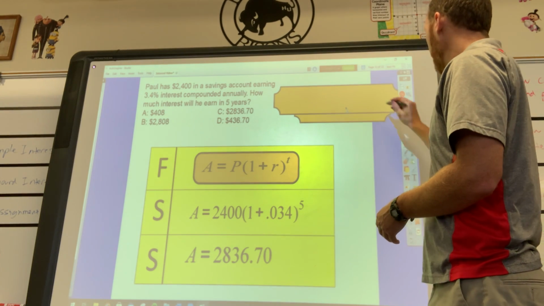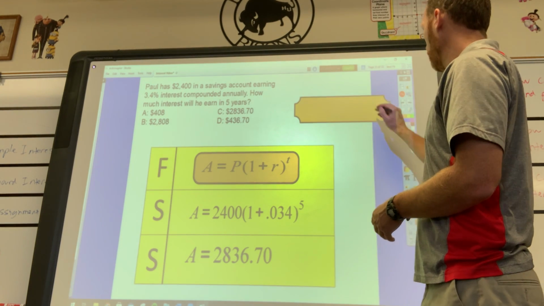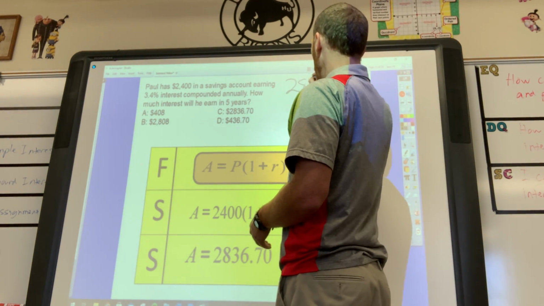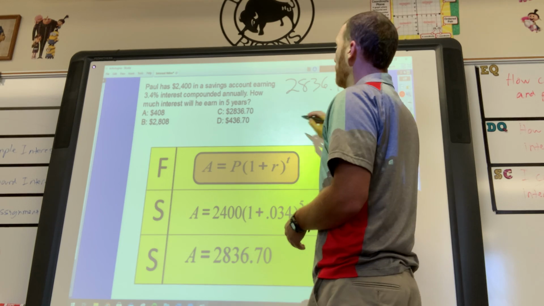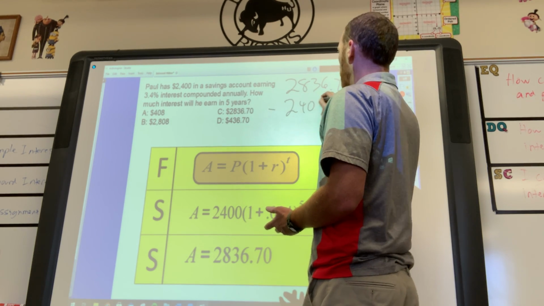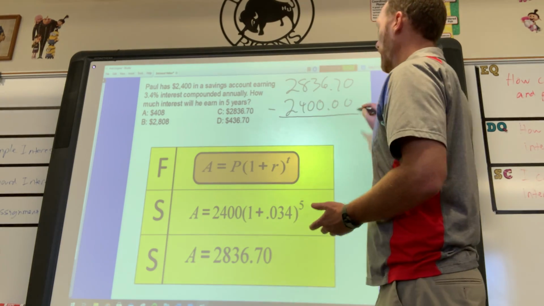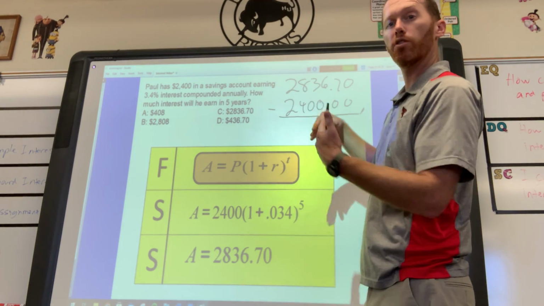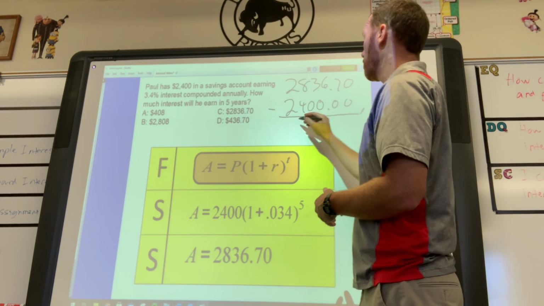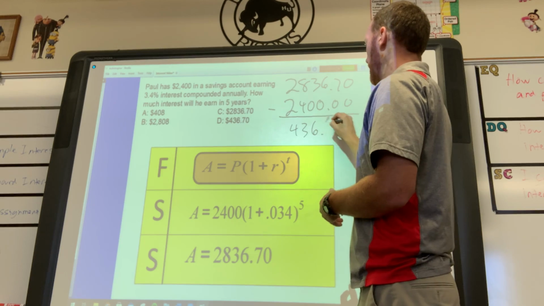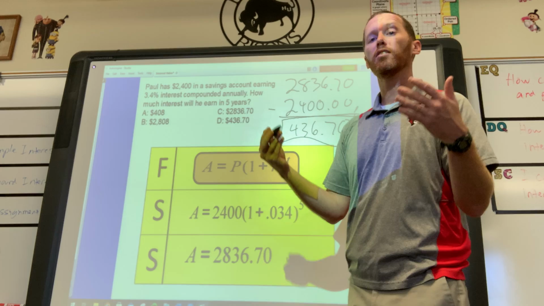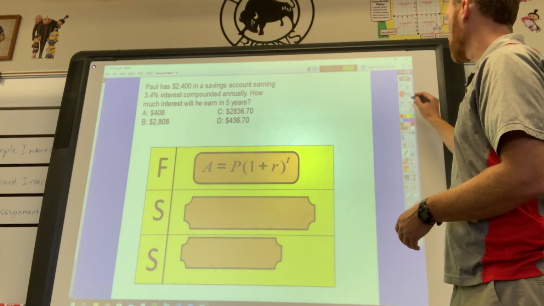So to actually find the interest, you have to take one more step and go up here and say, well, I've got my $2,836.70, and then if I go back and subtract what I started with, my $2,400, then I can find the difference between them. Difference, subtraction, you know, that thing. So what I have now minus what I started with tells me that I gained $436.70 in interest during these 5 years.